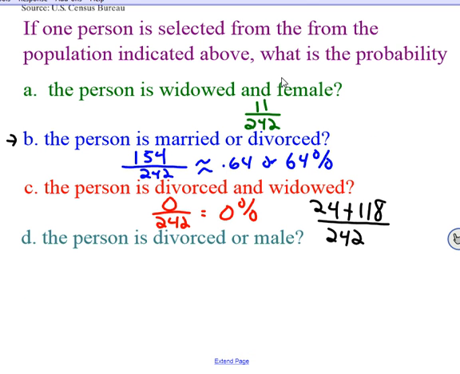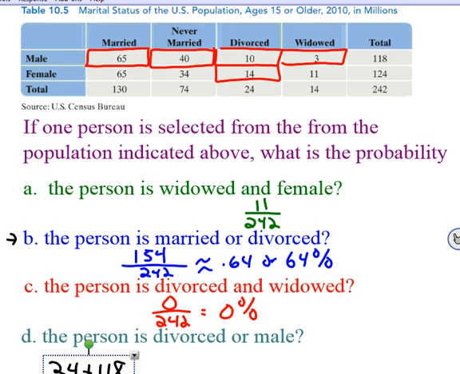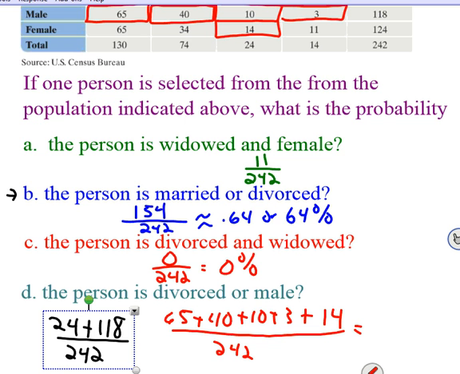So it is not this, but rather 65 plus 40 plus 10 plus 3. And that's all of our males. And then we have to add the 14 million females who were divorced to get that total out of 242. And that turns out to be 132 out of 242, or approximately 55%.